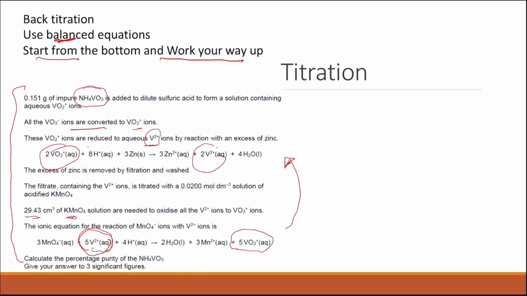And then they usually ask, for example, here to calculate the percentage purity of your compound. So when you do your calculation, find the number of moles, multiply the moles by the Mr to find the mass. Then the mass that you found divided by the total mass of your sample times 100 will give you the purity.